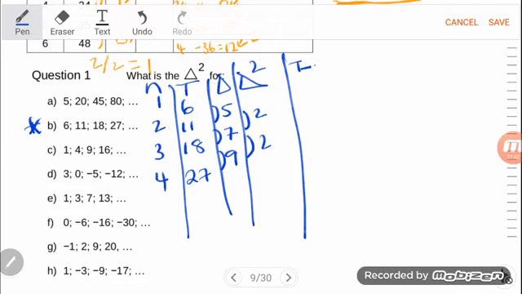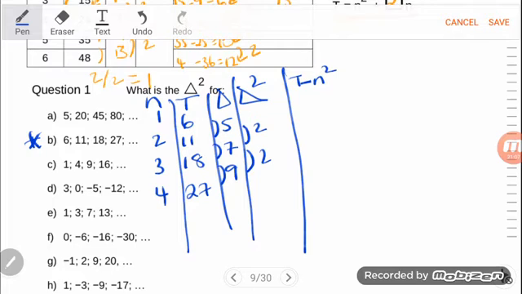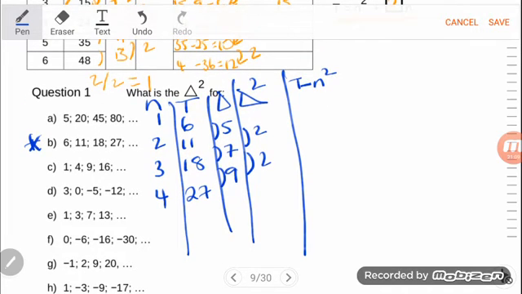T minus n squared. It's a positive 1, so it's going to be minus, because we want to find the difference. So we can make ourselves a linear pattern. We've got 6 minus 1 is 5. 11 minus 4 is 7. 18 minus 9 is 9. 27 minus 16 is 11.